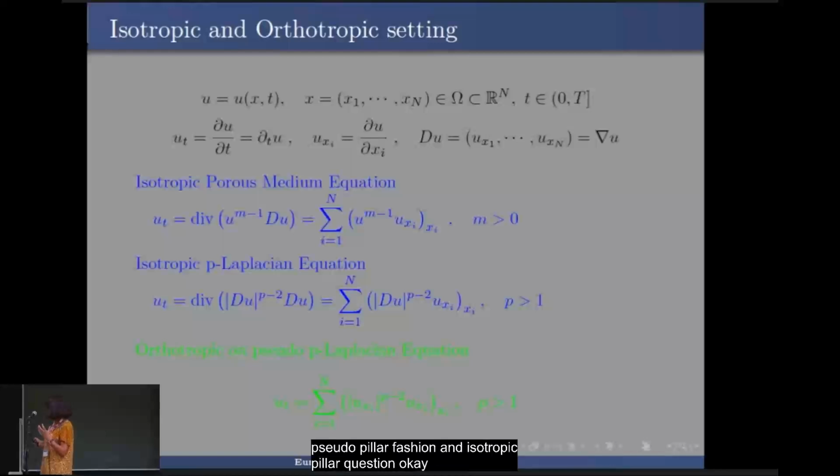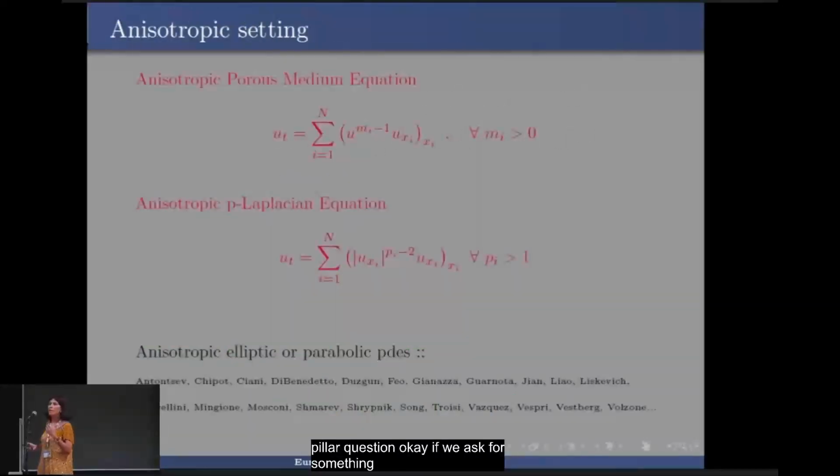Okay? If we ask for something worse, we have the anisotropic case, meaning that in the case of the porous medium, it means that now the exponent is different in every single direction in space. In the case of the p-Laplacian, we get what happens for the orthotropic case, let's say the pseudo-p-Laplacian. So we just have the derivative of u in x_i instead of the full gradient of u in space, but also we have the difficulty of having a different exponent p_i in every direction in space. Okay, so this is the usual anisotropic p-Laplacian.